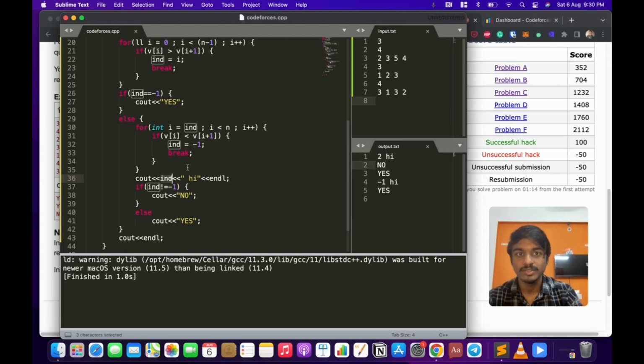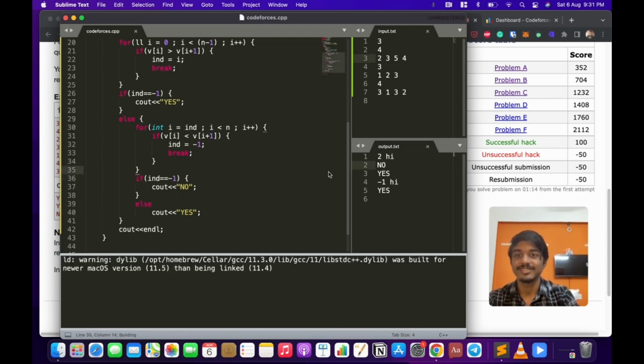Okay, index is 2. 0 1 2. 5 is greater than 4. Correct. Now, yes only should come, right? What? Index equal to minus 1. I think the earlier thing was correct.